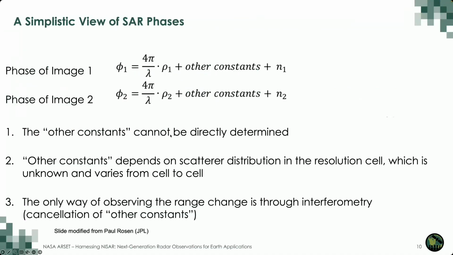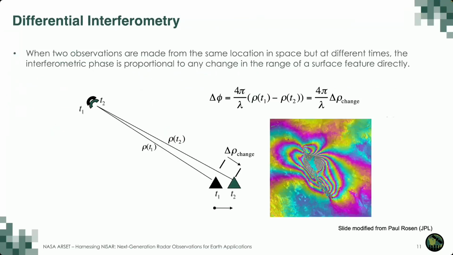Because these other constants can't be directly measured, what we do is use SAR interferometry: we subtract phase 1 from phase 2, or phase 2 from phase 1, to cancel out those other constants. This is a simplified view of what we call differential interferometry, where we're trying to measure the displacement of the surface.